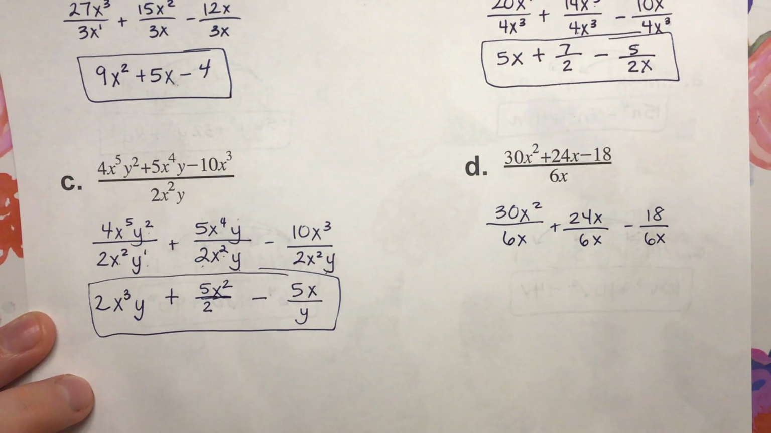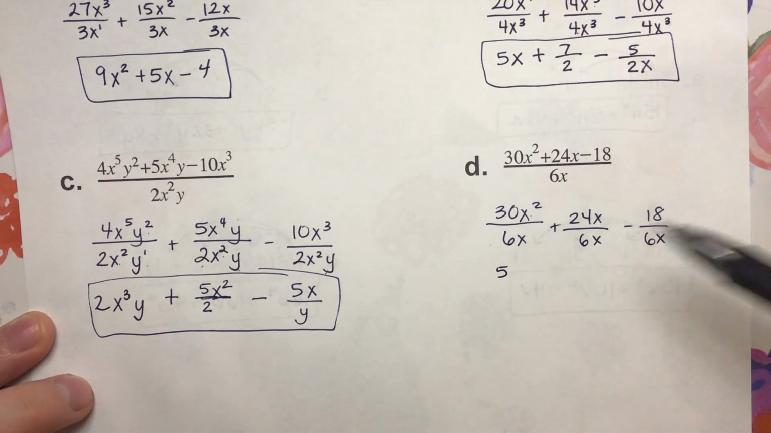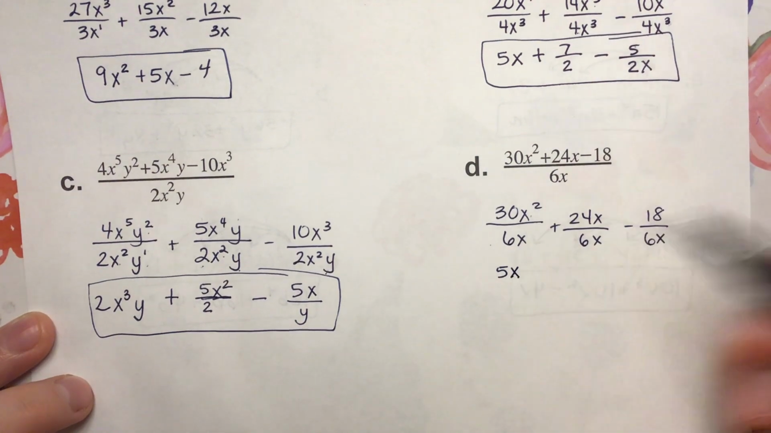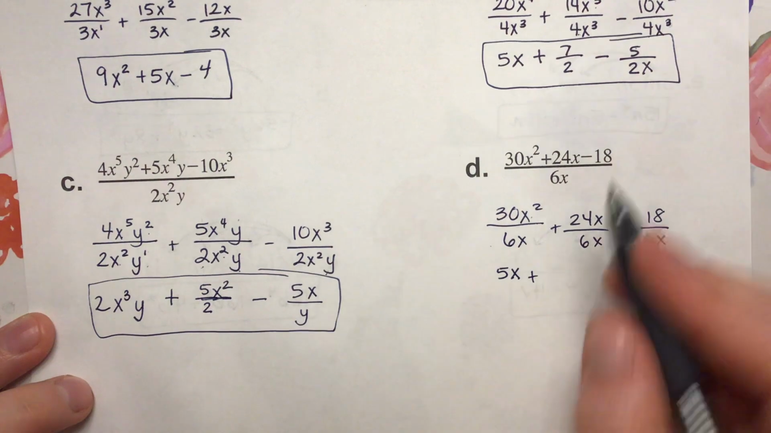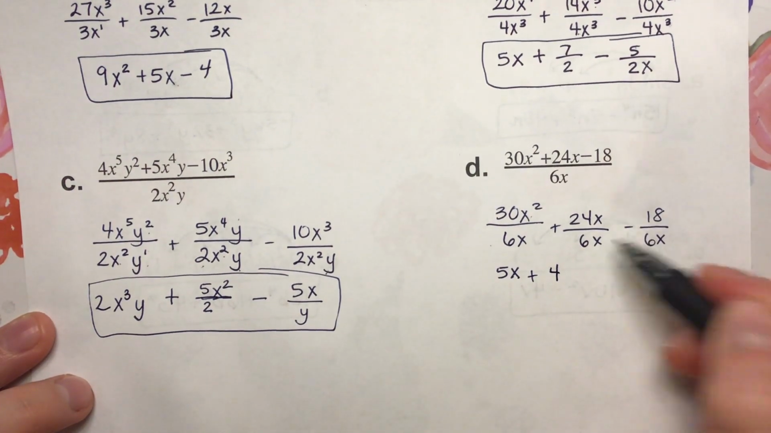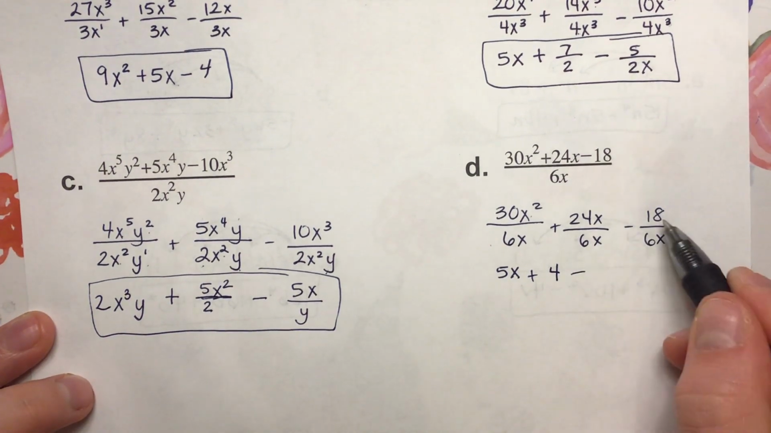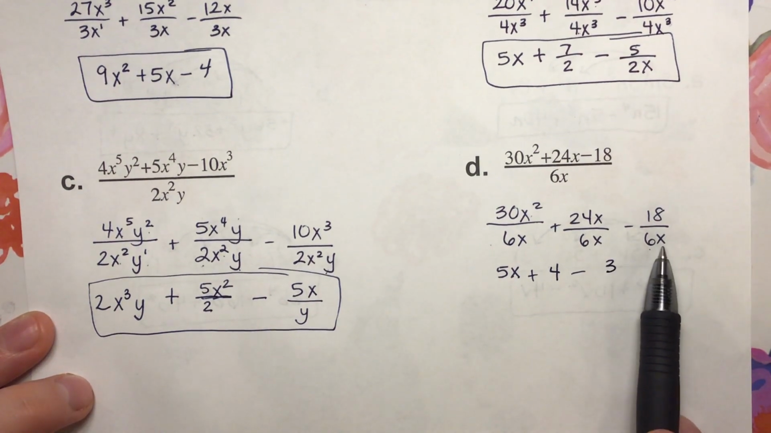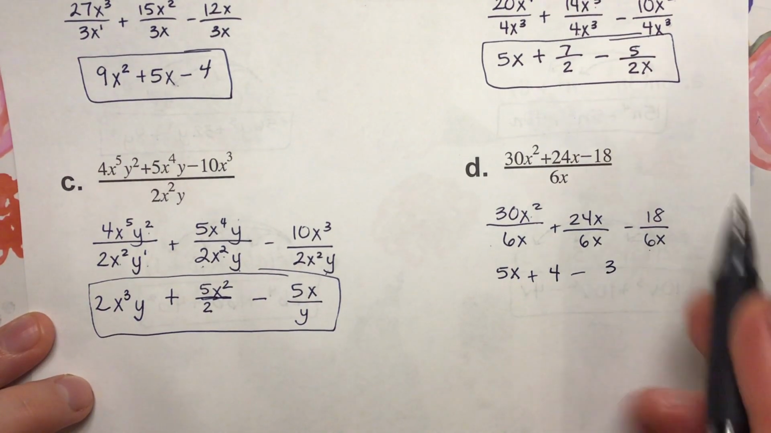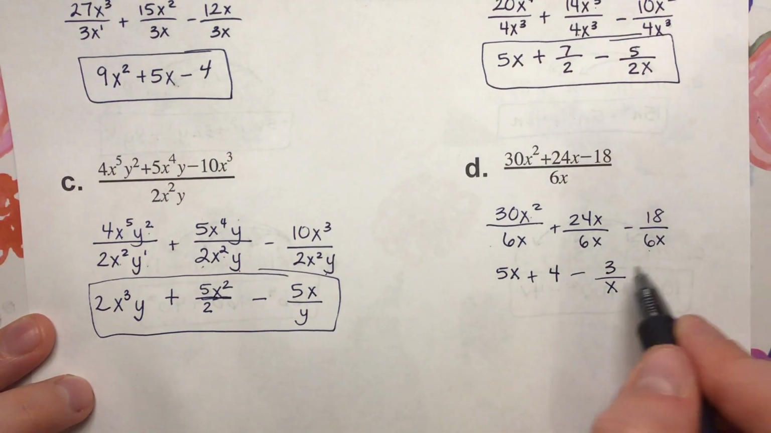So I'm dividing the regular numbers. 30 divided by 6 is 5. x squared divided by x is just regular x. Plus 24 divided by 6 is 4. And then x over x simply reduces, they cancel each other out basically. And finally, I have 18 divided by 6, which is 3, but nothing has happened with this x yet, so it's going to need to stay on the bottom of my fraction and hang out there as 3 over x.